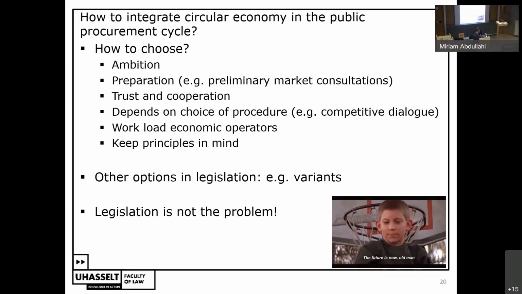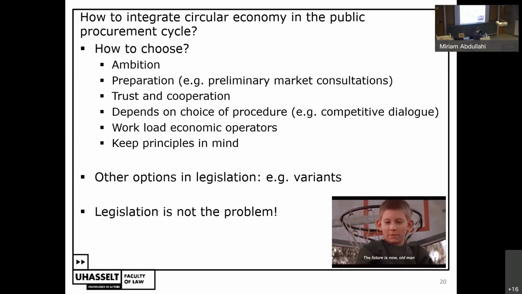Also think about the workload of economic operators, because the goal is competition, but when you put a lot of specifications, when you ask a lot of the market, then people will say, well, I have to put a lot of time, a lot of money into making an offer I'm not sure will lead me to the project, so I will not submit an offer at all. And that will lead to a disruption of competition. So make sure that you also take the workload of economic operators into account. And of course, keep the principles in mind.